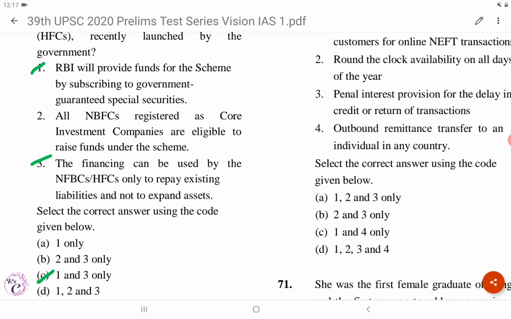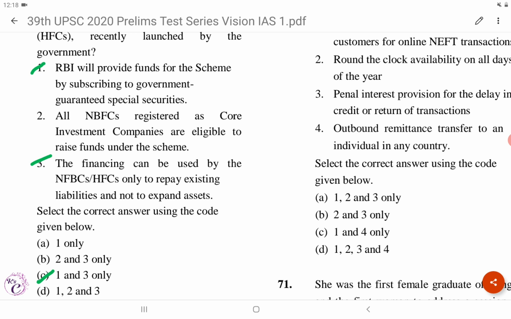Any NBFC, including microfinance institutions registered with RBI under the Reserve Bank of India Act 1934, excluding those registered as core investment companies, and any HFCs registered with the National Housing Bank under the National Housing Bank Act 1987, which is complying with the following broad conditions, will be eligible to raise funding from the said facility. Number 1, compliance with RBI regulations on capital adequacy. Number 2, net NPA is less than 6% as on 31st March 2019.